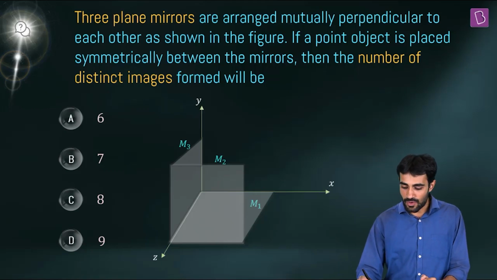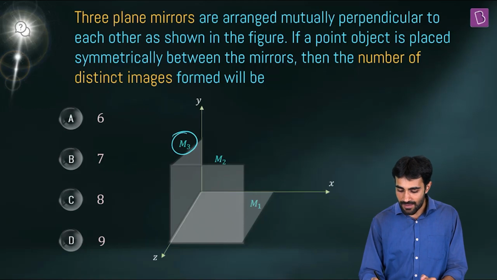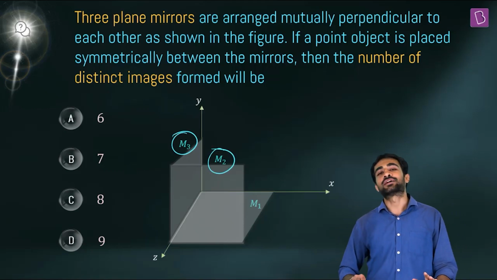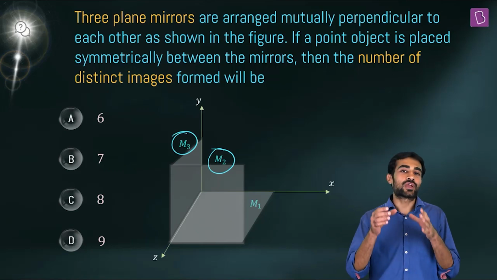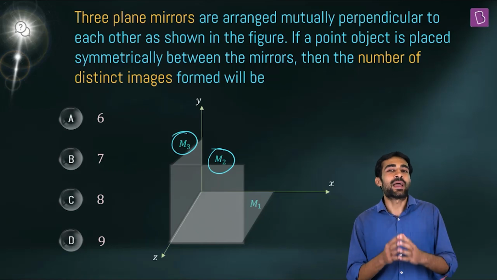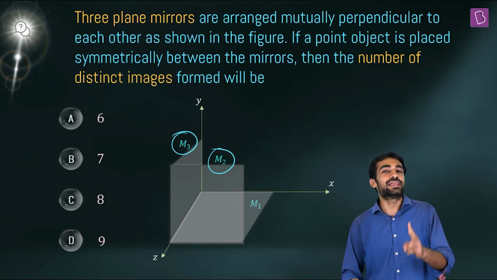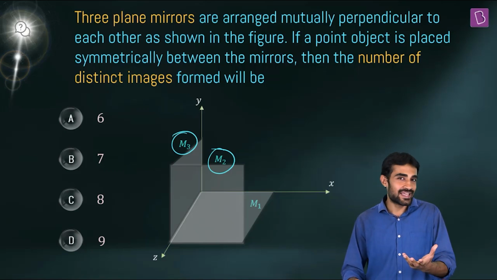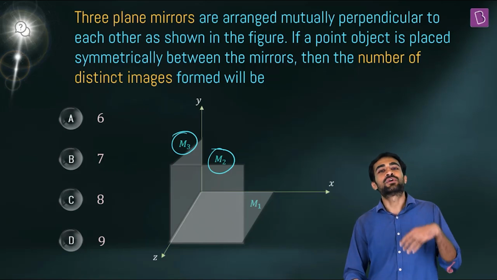Now let's have a look at mirror 3 and mirror 2 only. Let's forget everything about mirror 1. So we have two mirrors and we place the object symmetrically between these two mirrors. So what will happen? Images will be formed. How many images will be formed if we only have two mirrors? If only two mirrors are present, we can see that the number of images will be 3.